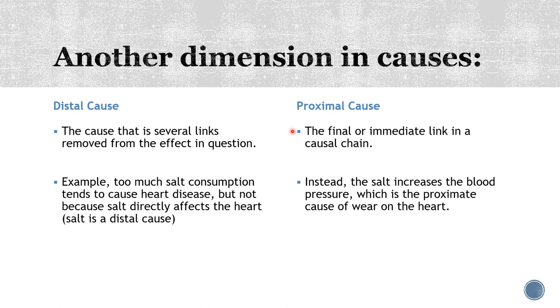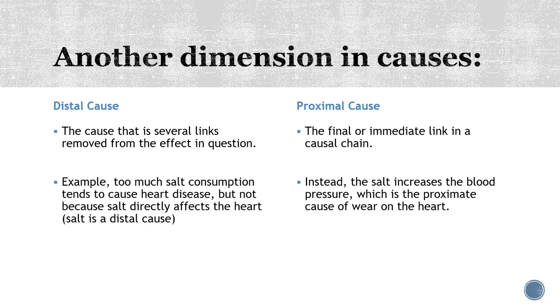That's a causal chain. So one good example of this is salt consumption, which tends to cause heart disease, right? But it's not because the salt directly affects the heart in any way. So in this case, the salt is a distal cause. What happens is that higher levels of salt consumption increase blood pressure, and it's the blood pressure which over time is the cause of the wear on the heart. So this is one of those things where, again, the salt consumption is a distal cause of heart disease, but not the proximal cause.